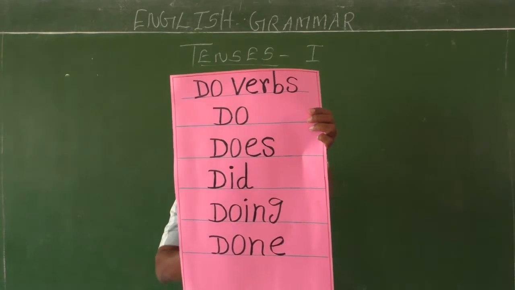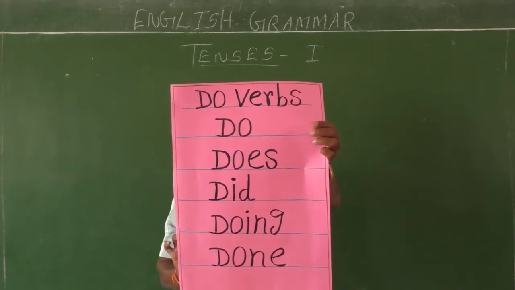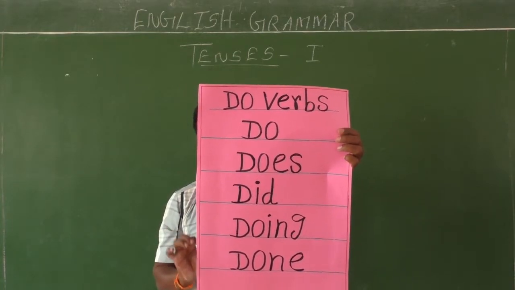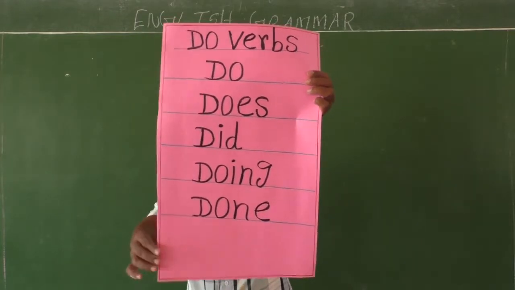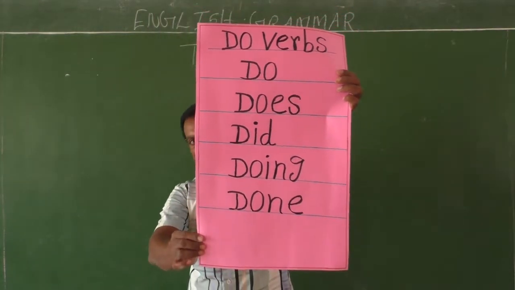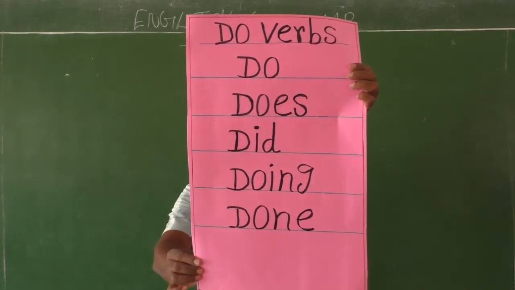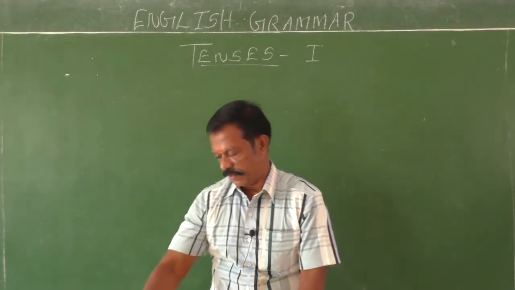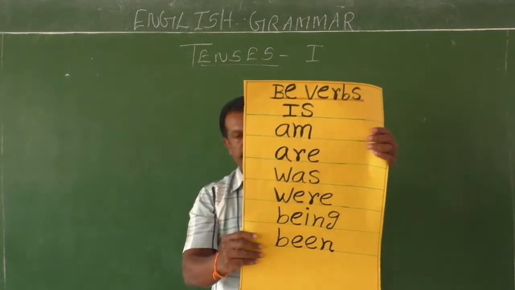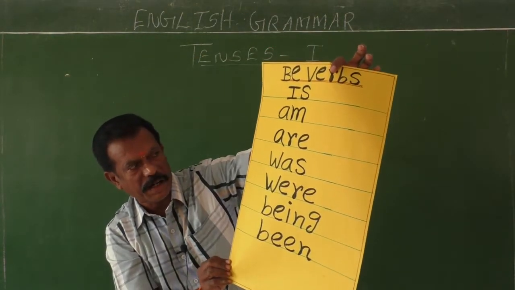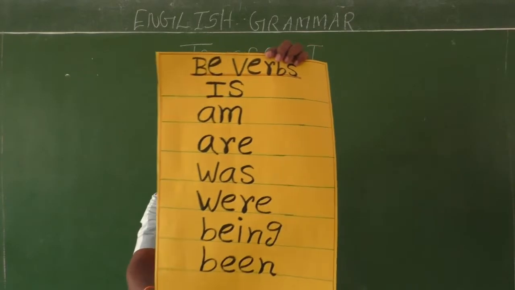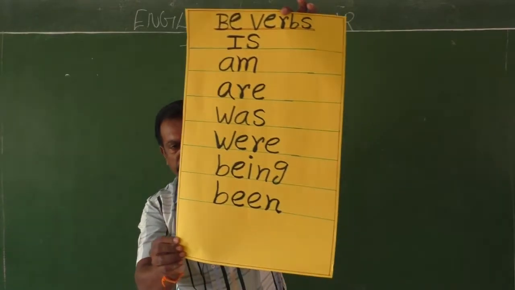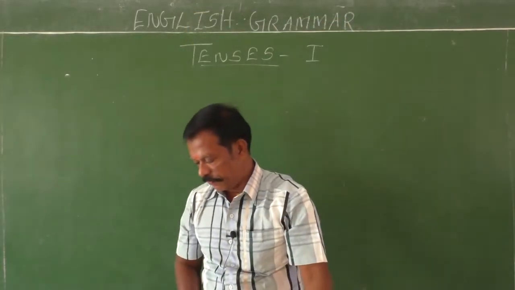So, do and does are used to refer to present state, present action. Did is used to refer to past action. Doing is the present participle, and done is the past participle. Could you see the chart clearly, children? Do, does, did, doing and done. Okay. Then be verbs. See these be verbs. Is, am, are. They are used to refer to present state and present position. Was and were are used to refer to past position. Being, present participle, been, past participle.